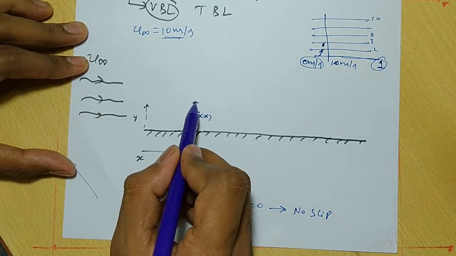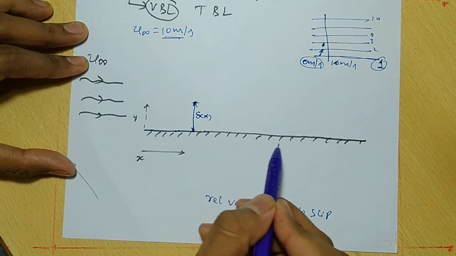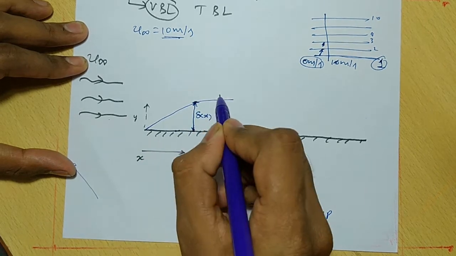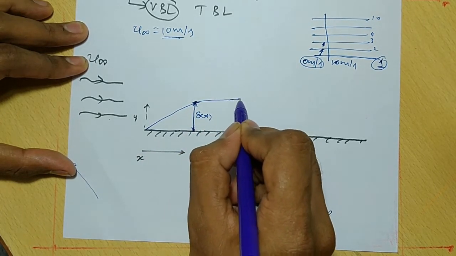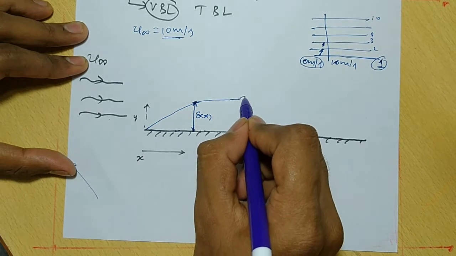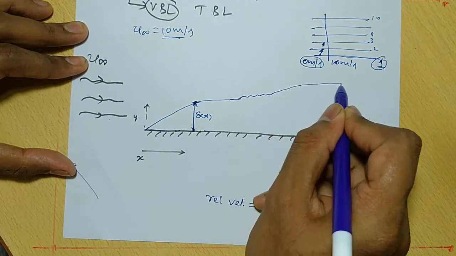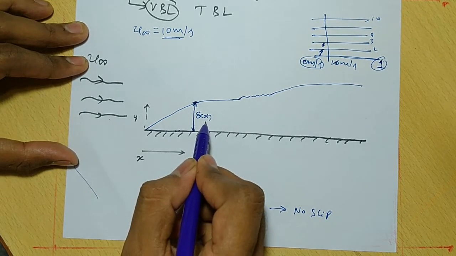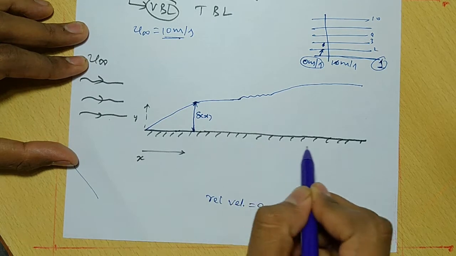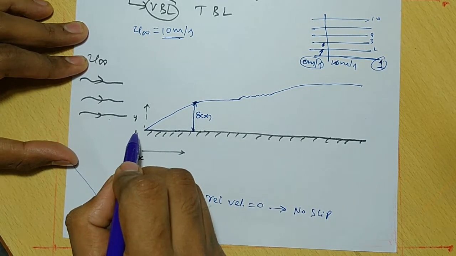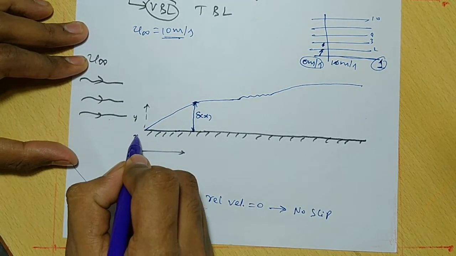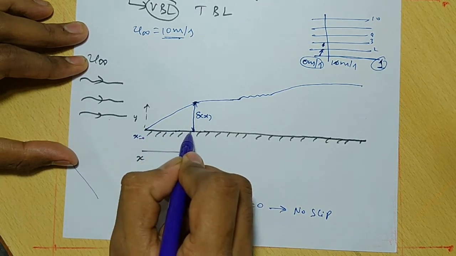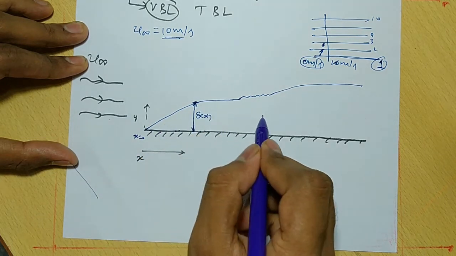If you find this point over the entire length of the plate, you will get a profile like that. This delta x, meaning the boundary layer thickness, varies along the direction of the flow, along the surface of the plate. At x equals 0, the boundary layer thickness will be 0. But when x changes, the boundary layer thickness also changes.